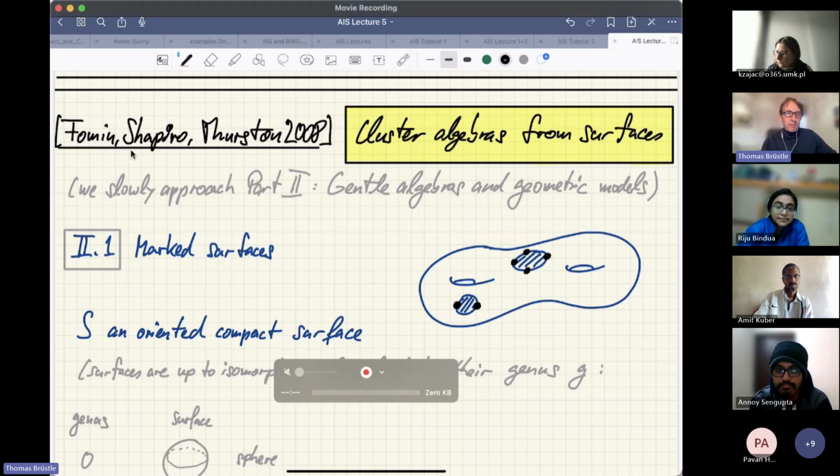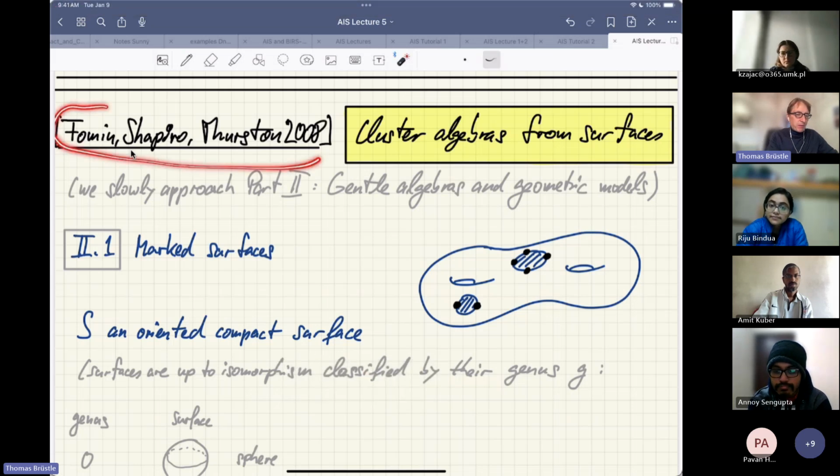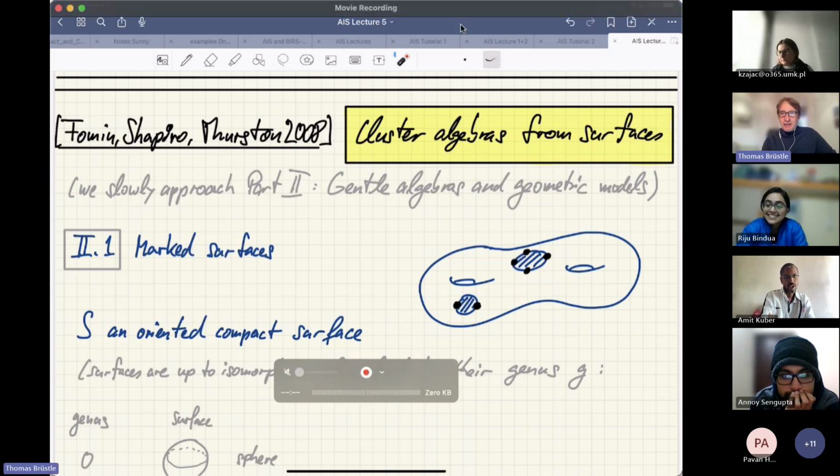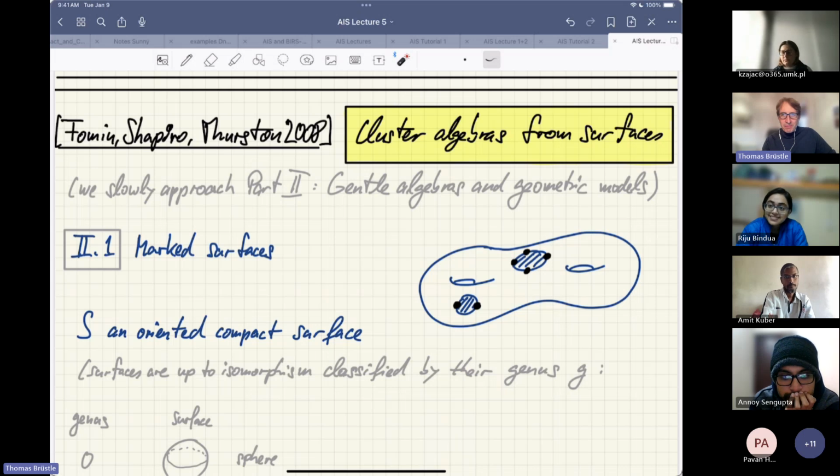And that has been developed in a paper by Fomin, Shapiro, and Thurston in 2008. There's a Fields medalist, Thurston, but this is not the one. It is his son who was an author of that paper.